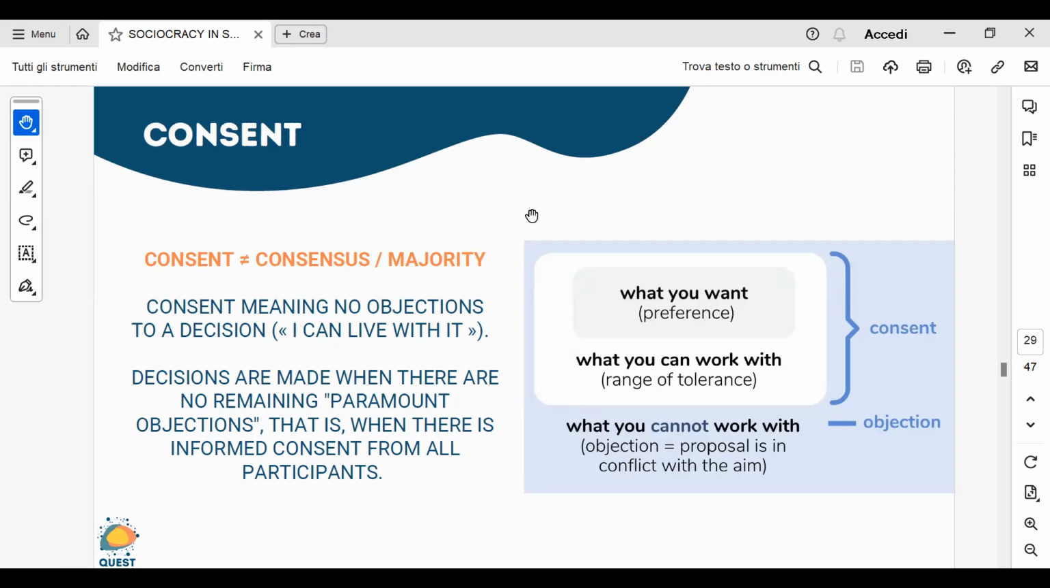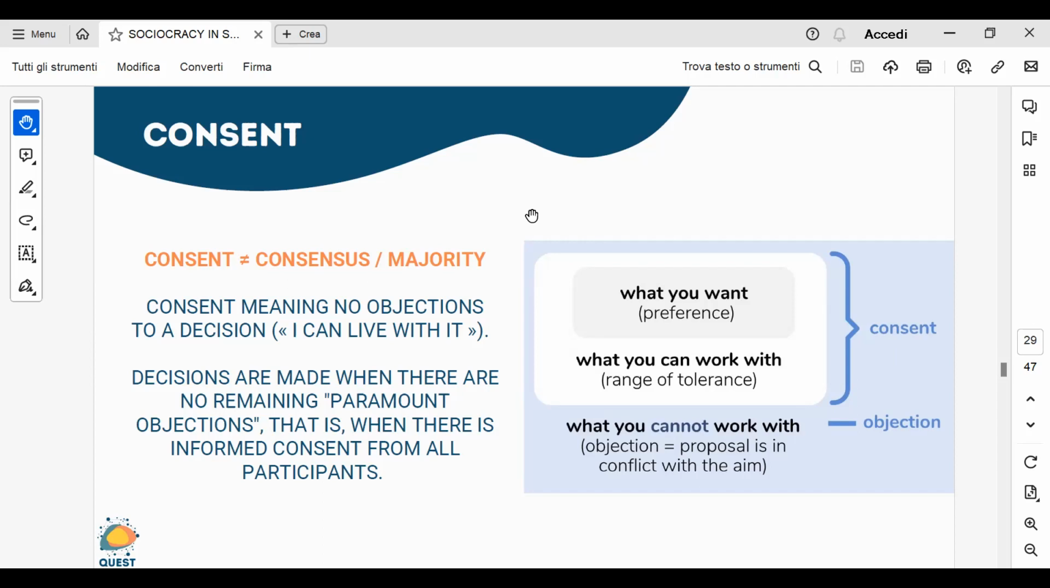When we talk about consent, we need to introduce the idea of degree of tolerance and range of tolerance to a certain proposal. Because in sociocracy, there is definitely what we prefer, what we really want. If there is a proposal and we really agree on that, it's what we prefer. Then there is something that we are not extremely keen on, but we can tolerate it. So we can say that we can live with it.